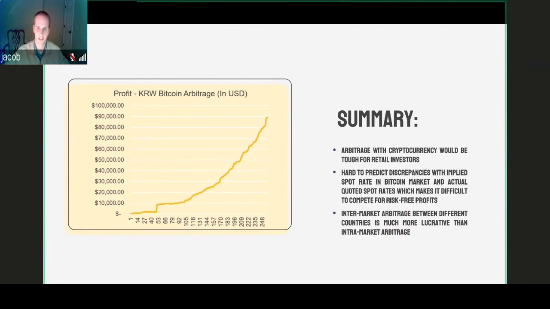And interesting, just a summary of this: arbitrage with cryptocurrency is tough for retail investors, as I said before. It's hard to predict the discrepancies. And another quick note is that intermarket arbitrage, between different countries, is much more lucrative than intramarket arbitrage, between different people that sell Bitcoin on the same US exchange. It's not as lucrative as between different markets and regions.